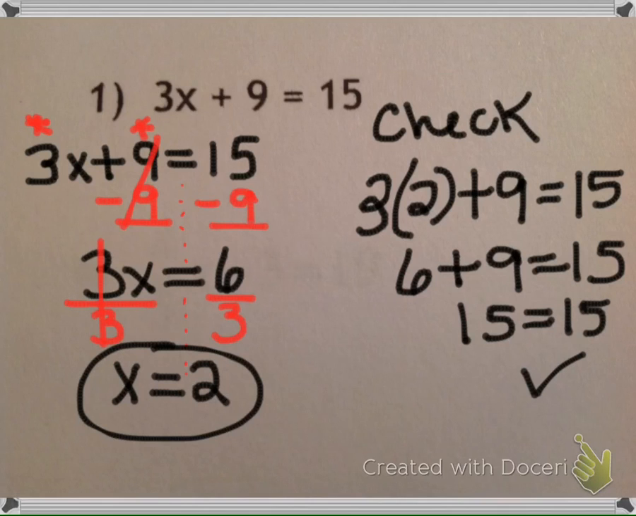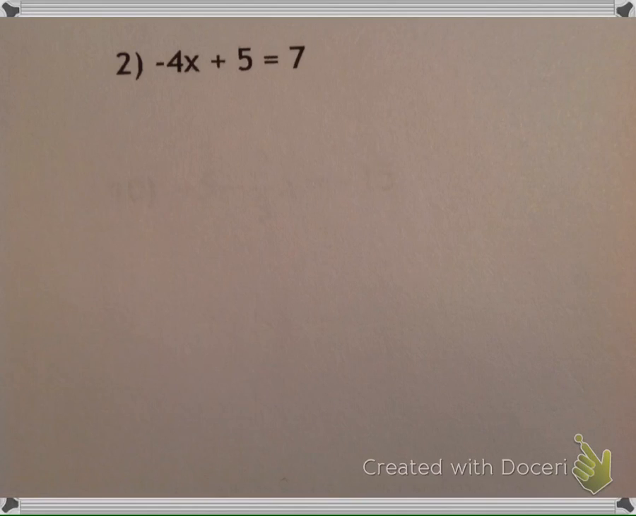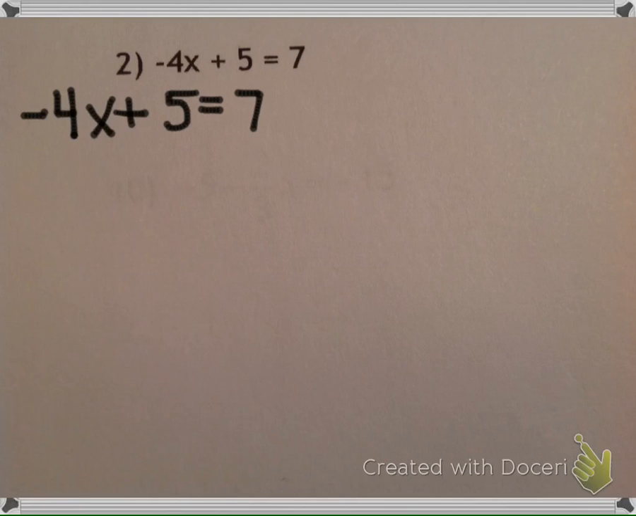Okay, let's try our next example. Number 2, we have negative 4x plus 5 equals 7. Okay? We need to get x all by itself. So in order to get x all by itself, I need to get rid of this negative 4 and this 5. Okay, so we're going to do our order of operations backwards. We're going to get rid of the number farther away from x on the side of the equal sign first.